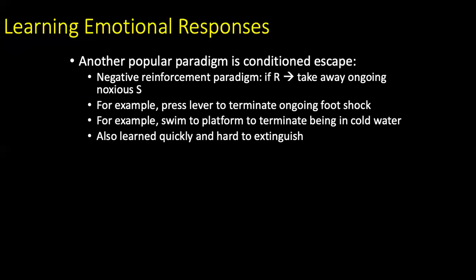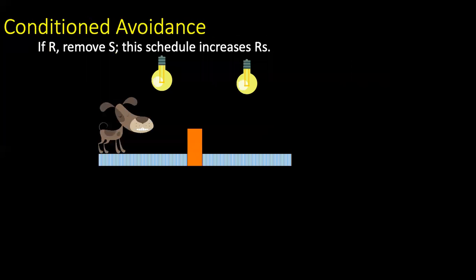If there's a platform to escape to, very quickly we'll learn to swim and find that platform, right? So again, just like the classical conditioning version of this, it's learned very quickly and also relatively hard to extinguish. So these tend to be long-lasting associations and memories once they are learned. Now, conditioned escape in certain contexts can become what we would call conditioned avoidance. That is, the animal can actually learn, if there is an opportunity, to never actually experience the negative stimulus once it learns what to do.